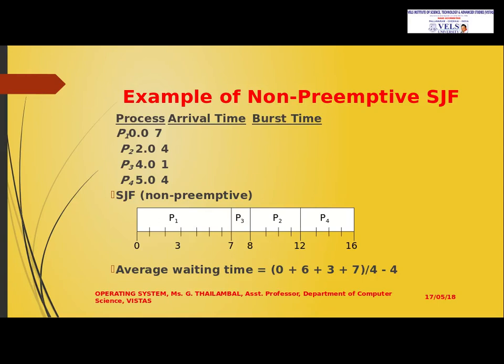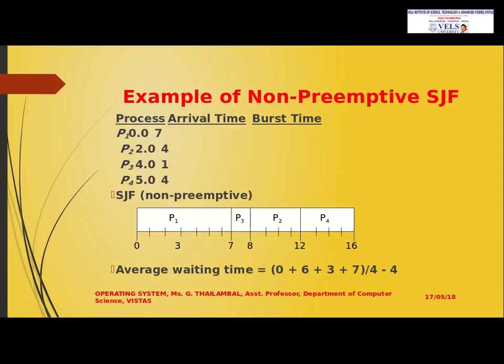P1 came at the 0th millisecond and only P1 was available. So P1 is allocated, but its burst time is 7. While P1 is executing, at the 2nd millisecond P2 arrives. As this is non-preemptive, we allow P1 to execute completely, and only then allocate the next process. So after P1 completes at the 7th millisecond, we allocate the next process. P2 arrived at 2 milliseconds and P3 arrived at 4 milliseconds, so before P1 completed at the 7th millisecond, we have two processes, P2 and P3.